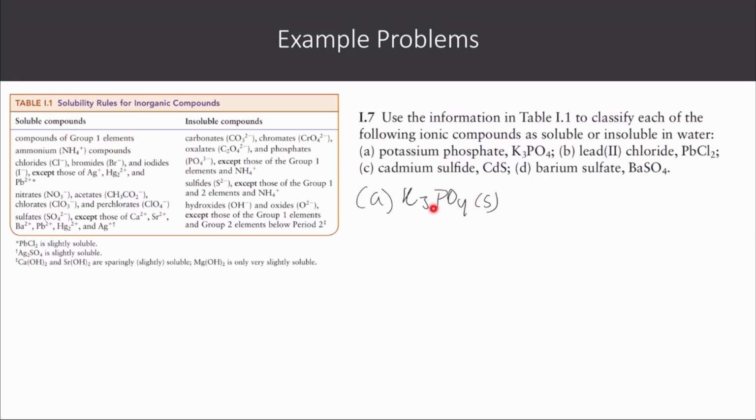We can also check the rule for phosphate ions. For phosphates, they are insoluble except for those of group 1 elements and those that have the ammonium ion. So because it has a group 1 element, this is a soluble ionic compound, which should dissociate into potassium ion and phosphate ion.